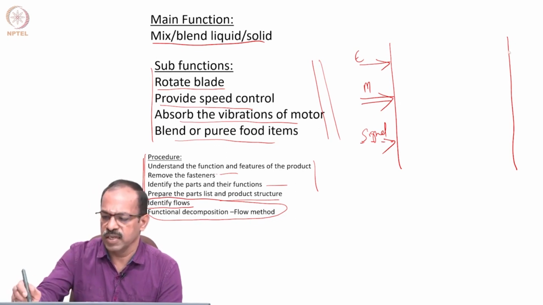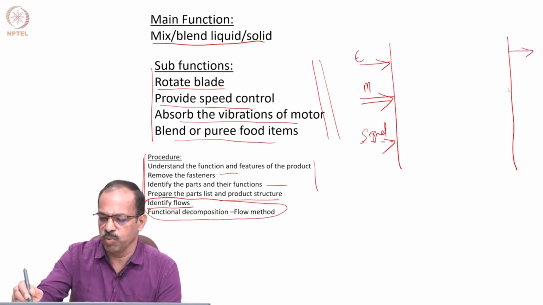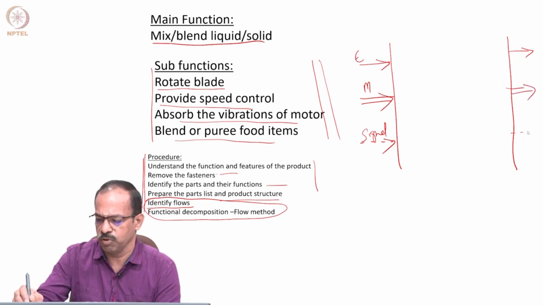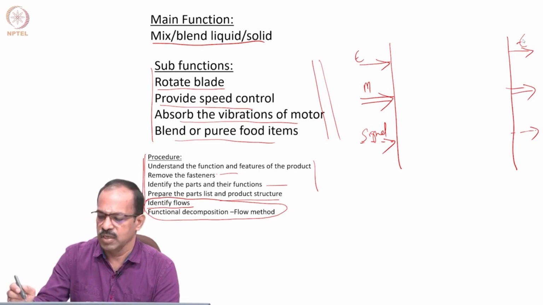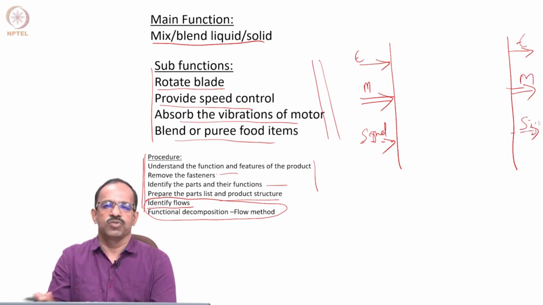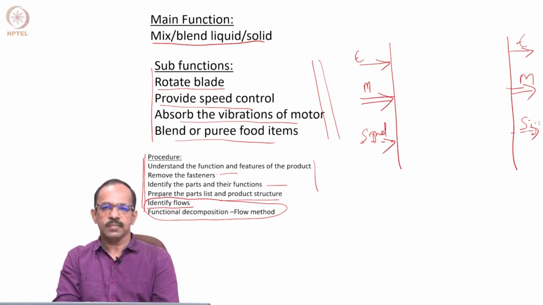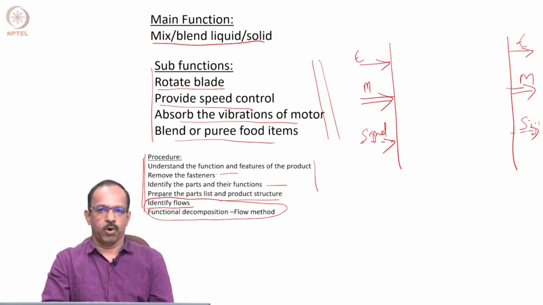And then you will see that this is the input, this is the output. The output will also be in the same format. So some energy will be coming out, some material will be coming out, and some signal will be coming out. You need to see what these energy, material, and signal flows are in the product.